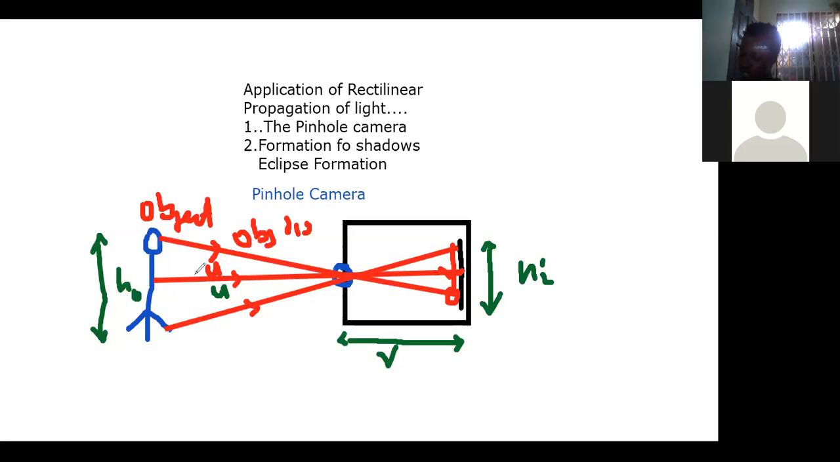In view of this, the pinhole camera is said to have an infinite depth of focusing. So no matter the height, the size, or anything, still the image will be formed.